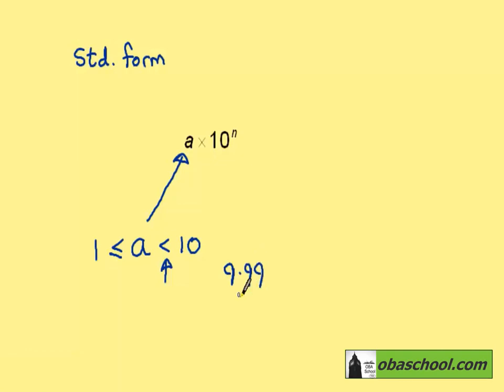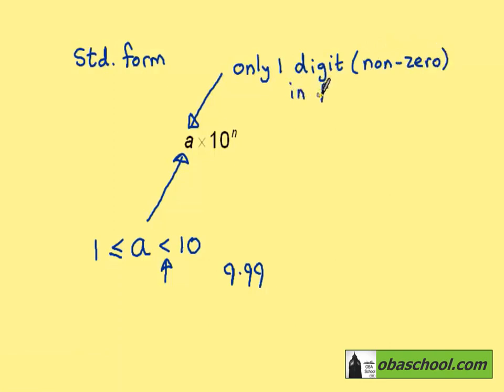9.99 would be okay. The point is that any number like this would have just one non-zero digit in front of the decimal point. So any number between 1 and 10, not including 10, has one digit which is not a 0 in front of the decimal point. The n, the power on the 10, has to be an integer, a whole number.